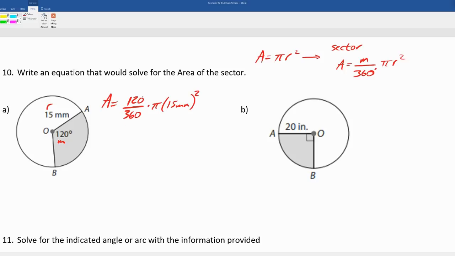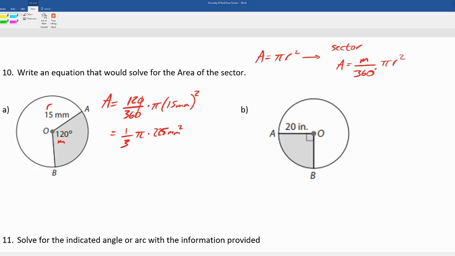And you can actually reduce, those zeros cancel out, and you can reduce even more by, let's try 3. Actually, no, we can try 12. And how many 12s are in 12? 1. How many 12s are in 36? 3. And then 15 times 15 should get you 225. Be aware, though, that you did the millimeters squared, so it's going to be millimeters squared.